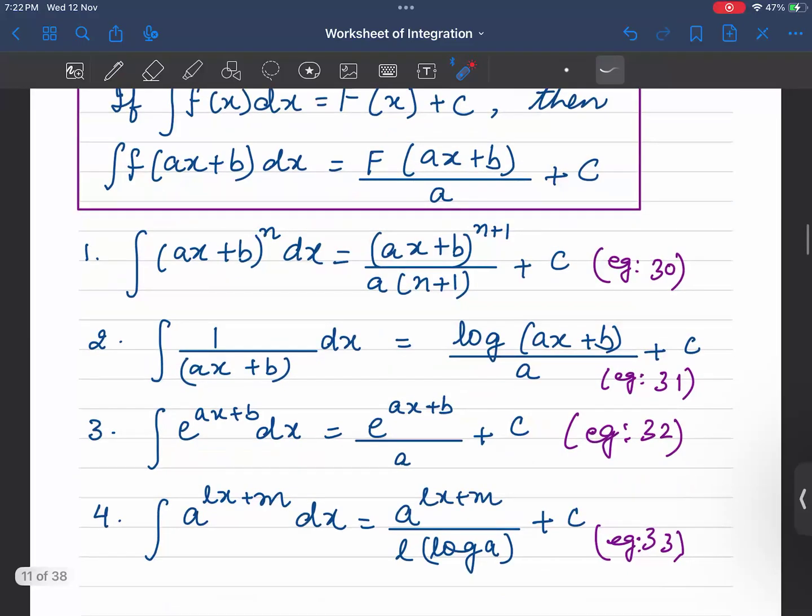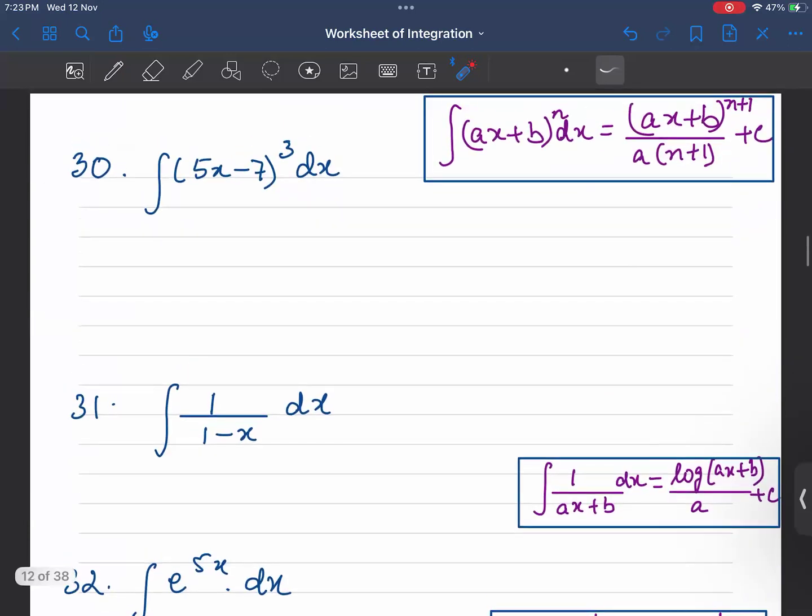See, if (ax plus b) power n, in that case, ax plus b would be the same, and n plus 1, and n plus 1 would definitely come, but at the same time, what is multiplied by x will also be in the denominator. Right? And we will do one question based on it.